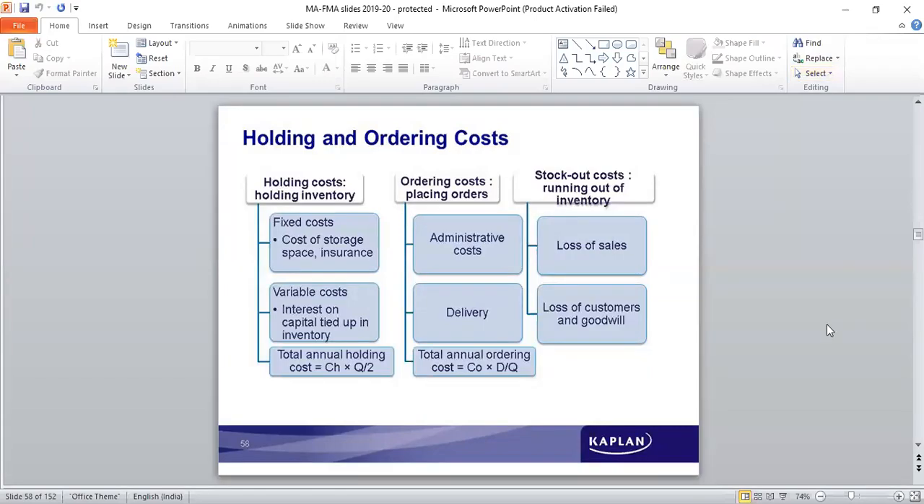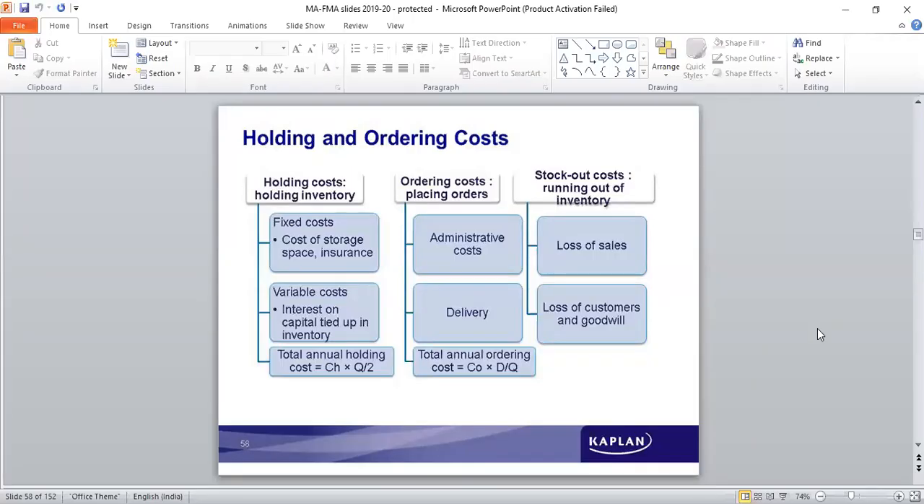So we've learned about holding and ordering costs. So holding costs, what are they? How do we calculate? It is calculated on an average. Then we see ordering cost per order. Then the concept of what are stock out costs, running out of inventory.